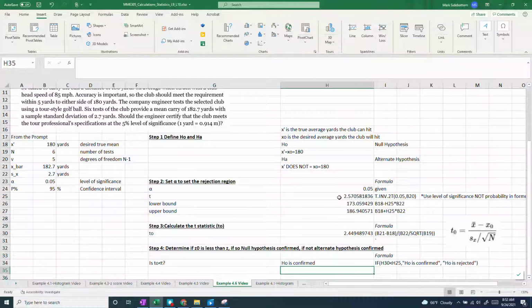In this case, we got a nice confirmation. Our null hypothesis is true. So the engineer can certify that the club meets the 5% level of significance of hitting 180 yards based off of his experiment.